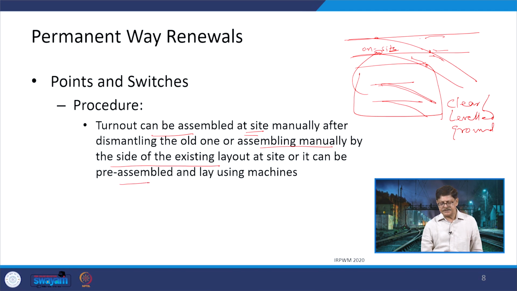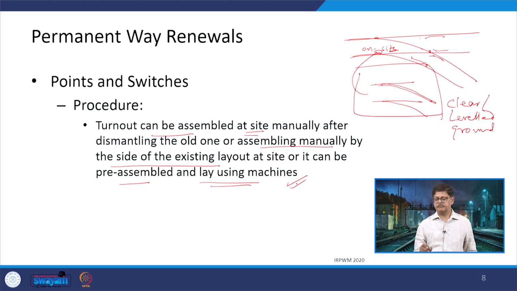Or it can be pre-assembled and laid using machines. That means at some other location it is pre-assembled and then the machines just lift it, bring it to the location, and place it on the track. So, this is another way and this can be a faster way of doing it.